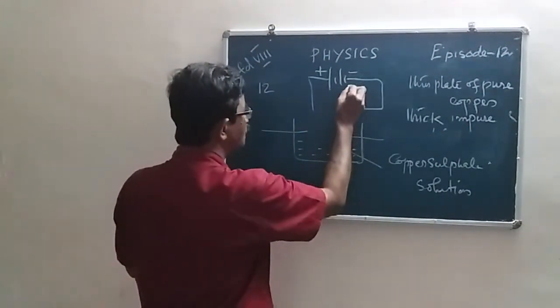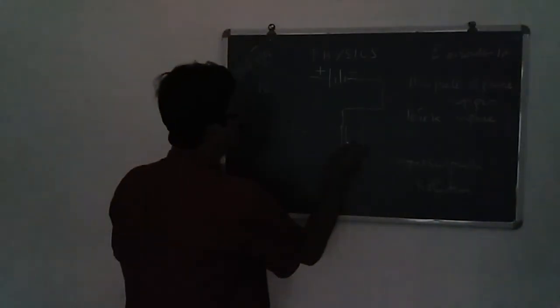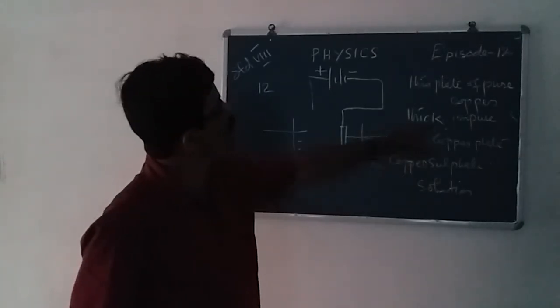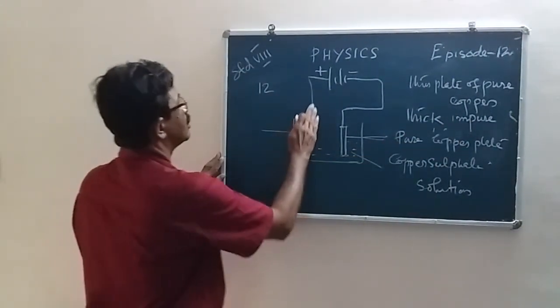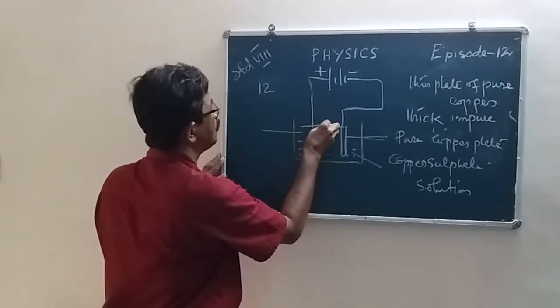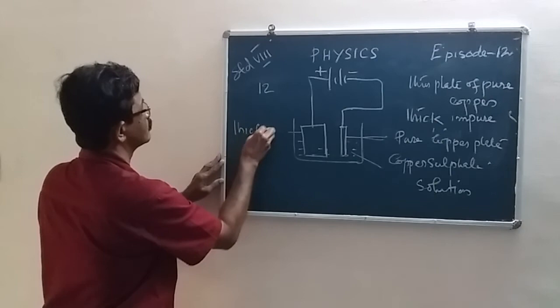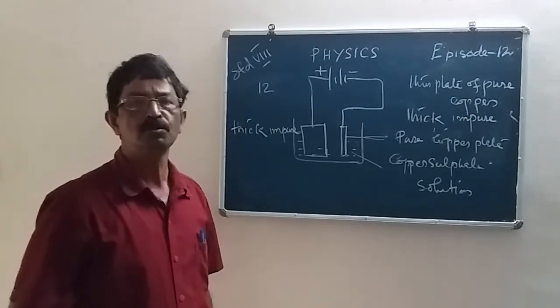The electrode connected to the negative terminal is called the negative electrode. So here we take the pure copper plate as the negative. Then the other one, the thick impure plate, we take as the positive electrode. The thick impure plate is connected to the positive.